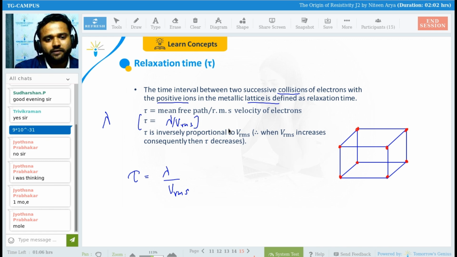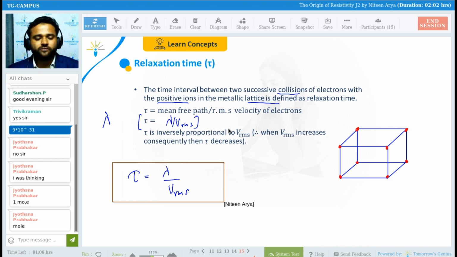I hope and I believe everyone has gone through the previous classes' lecture, specifically the last class, so you know what is V RMS, what is V average, what is V MP, most probable. Okay, is this clear now, everyone? So tau is inversely proportional to V RMS. So when V RMS increases, consequently tau decreases, and vice versa. Means if the root mean square velocity of electrons or charged particles is going to increase, this tau is going to decrease.